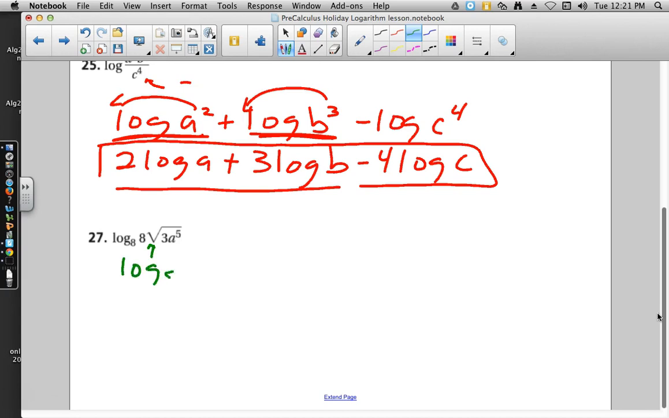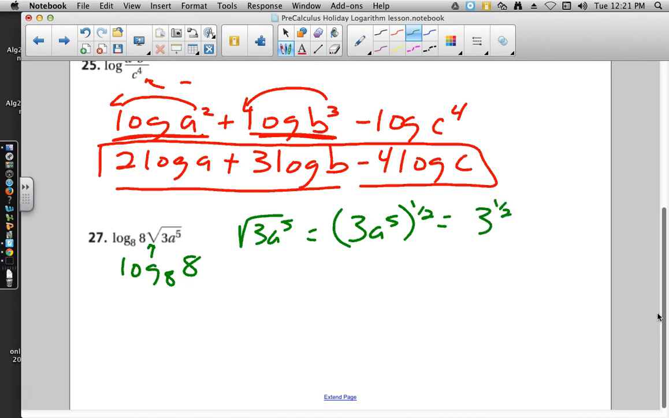But I'm going to go ahead and rewrite that square root of 3a to the 5th first, and realize that that's really 3a to the 5th to the 1/2 power. And as I noted earlier, when we do have pure multiplication in the parentheses, we can go ahead and distribute that. So that'll be 3 to the 1/2 and a to the 5/2.